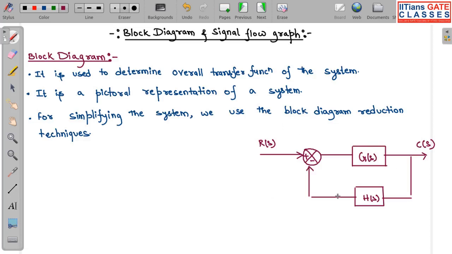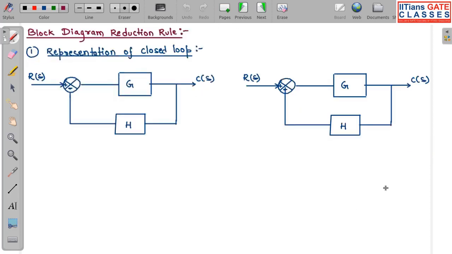We basically take help of the block diagram reduction technique to solve such kind of pictorial representation of the system. Okay, so whenever we draw blocks and represent a system, like over here, this is your controller, this is your feedback path. Okay, so such kind of pictorial representation is known as what? It is known as your block diagram representation.